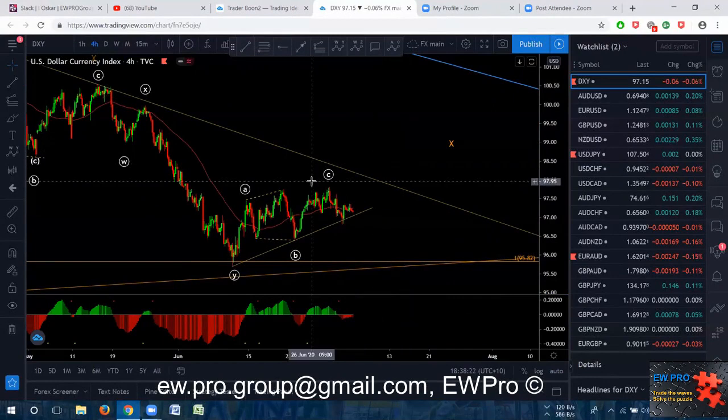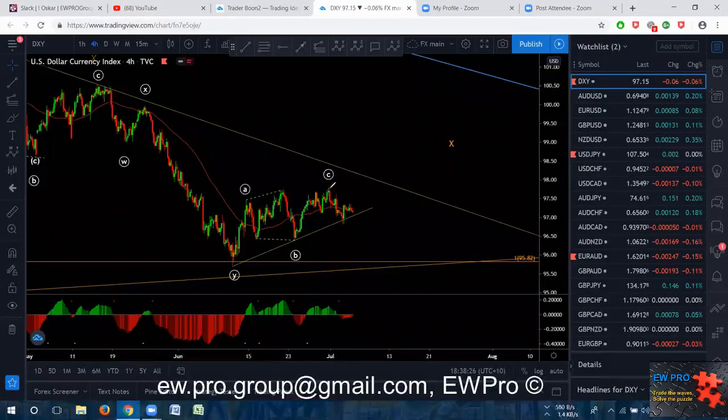So we could get a number of patterns in here. This could come down like this, and this could be a W, an X, and we get a Y up to complete this D1 wave X. So we could get some sort of more complex correction in here. And I think that's what we're going to get this week. So it's going to be quite difficult to trade.